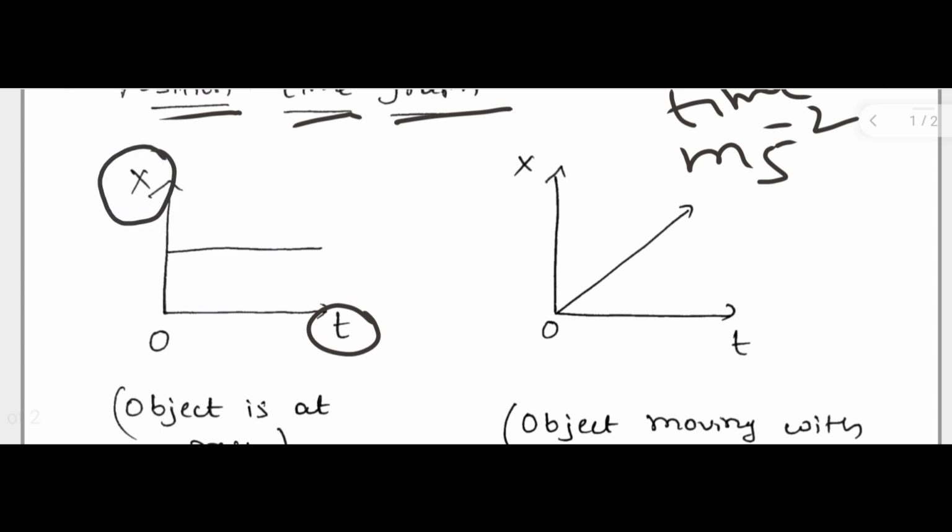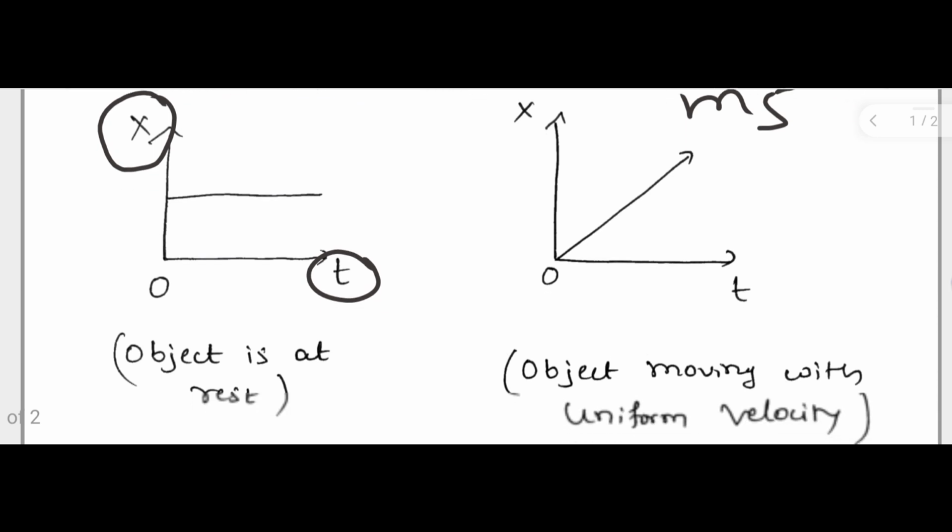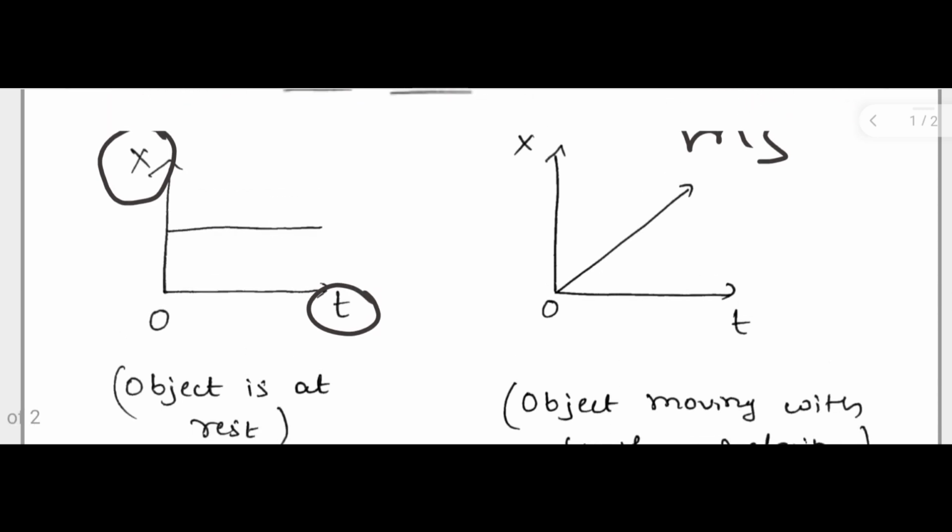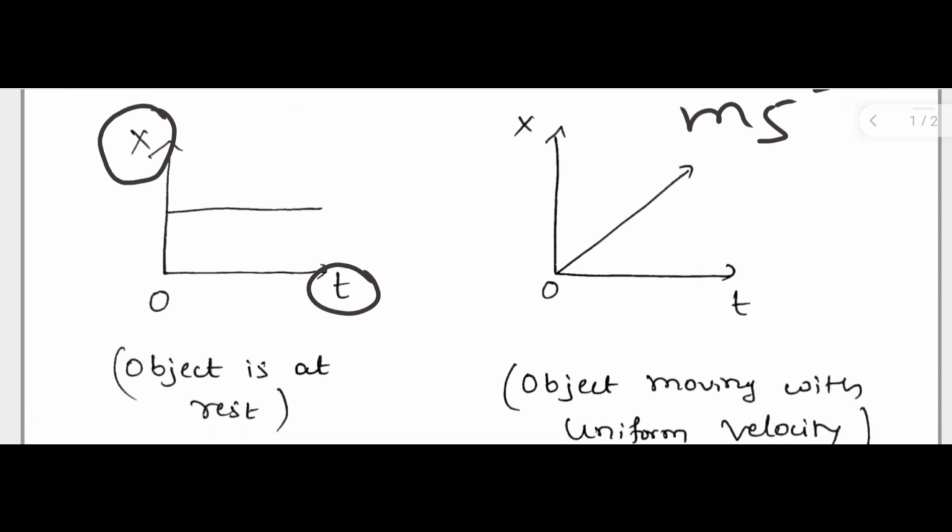In the first graph, we observe a straight line from a certain position, which means we are not observing any movement in the position. That's why this graph indicates that the object is at rest. The object has no motion with respect to time.